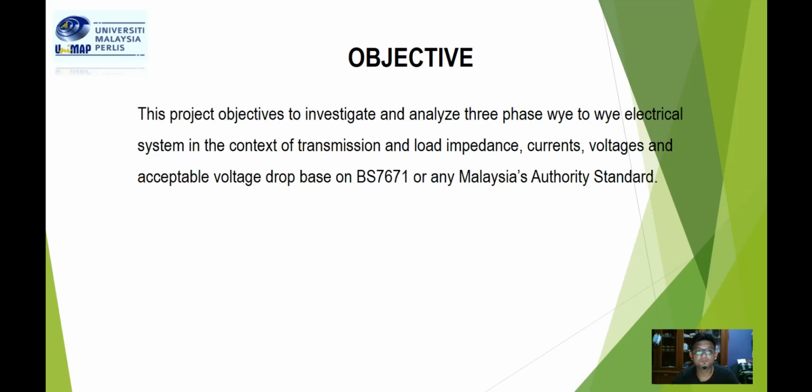Next, objective. This project aims to investigate and analyze a 3-phase Y-to-Y electrical system in the context of transmission and load impedance, current, voltage and acceptable voltage drop based on BS 7671 or any Malaysian authority standard. In this project I will be exposed to regulation enforcement of electrical systems in Malaysia for searching certain electrical information. I will also refer to the electricity supply application book by Tenaga Nasional Berhad as a reference.